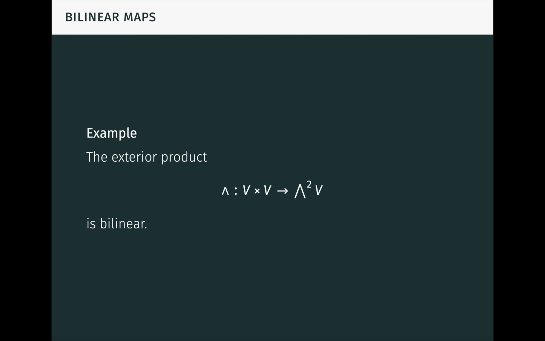More generally than the cross product, the exterior product or wedge product on any vector space is bilinear. This product has many applications in mathematics and physics. For instance, it leads to a very elegant treatment of determinants in linear algebra, which I covered in another video on this channel.